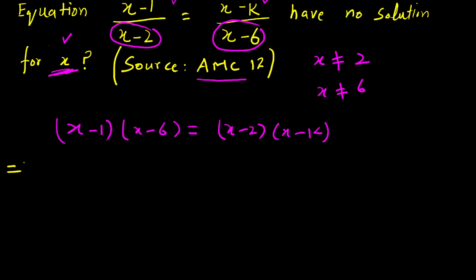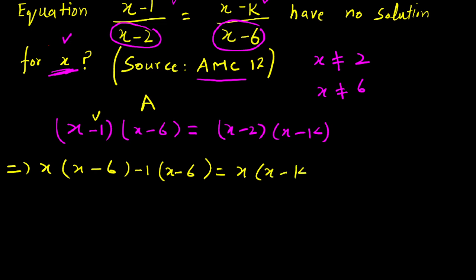You have x multiplied with this one, x minus 6. If I call it, let's say, s, and on putting s equal to x minus 6 back, you will have x times (x minus 6), and similarly you have minus 1 times (x minus 6), and the same here: you have x times (x minus k) and minus 2 times (x minus k).